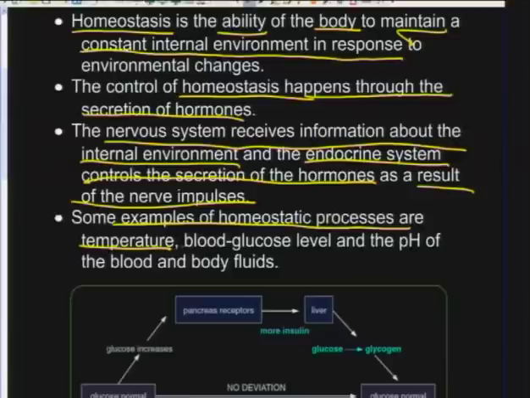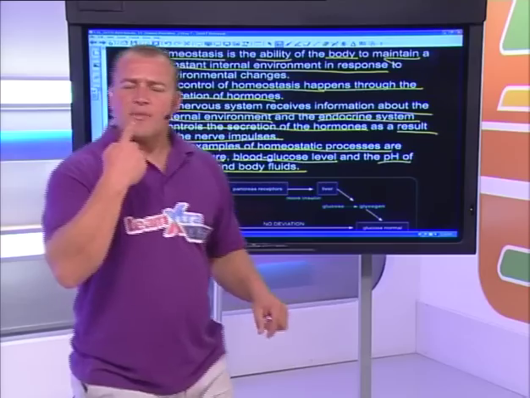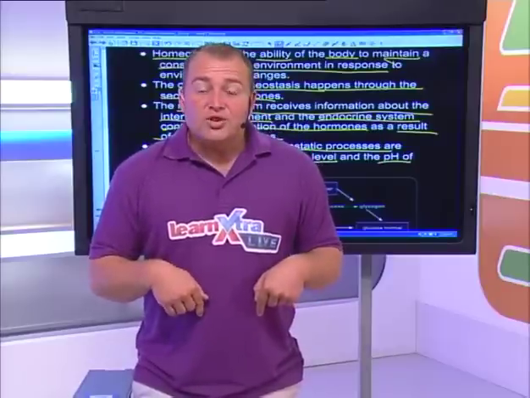Glucose, or blood glucose levels. You've heard me talk about glucose levels, but without even noticing it. And then, of course, the pH level of the blood and body fluids. Can you remember the pH level, where amylase in the mouth goes down to the stomach where it's very acidic because you're adding hydrochloric acid, and then it goes into the small intestines.